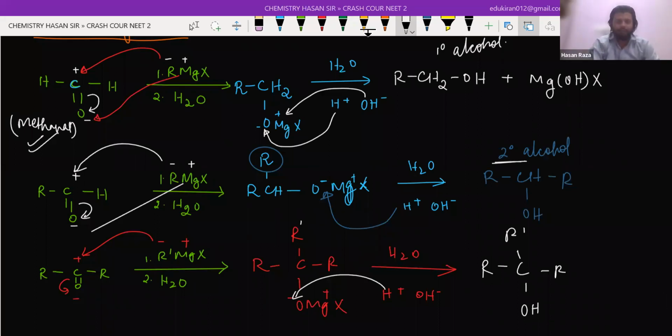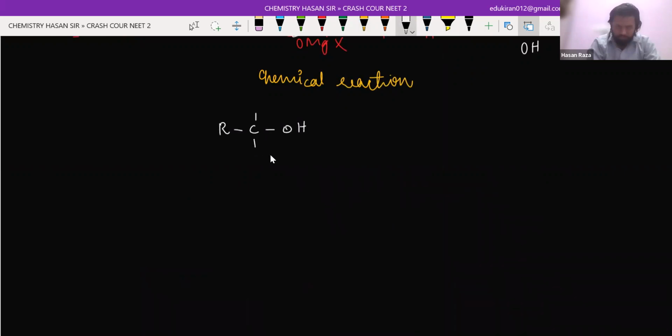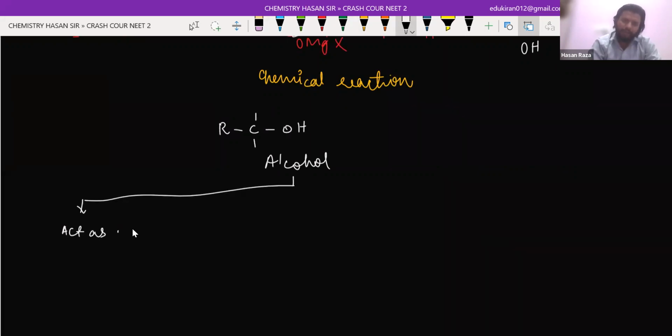Now see the chemical reactions. Before starting chemical reactions, always remember that alcohol can act as a nucleophile and it can act as an electrophile.